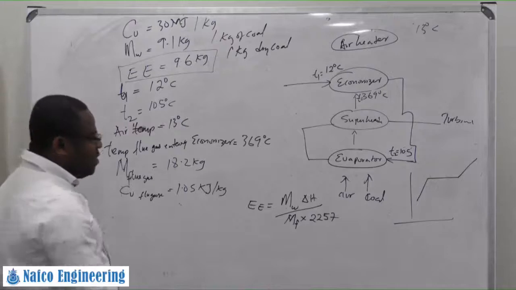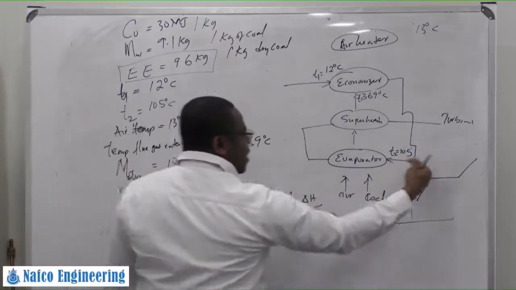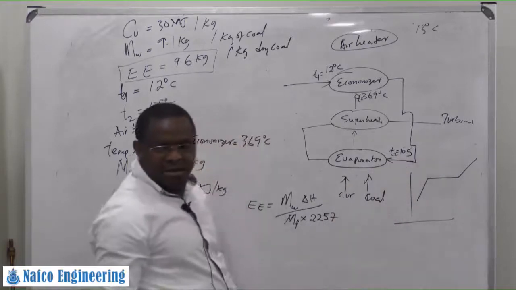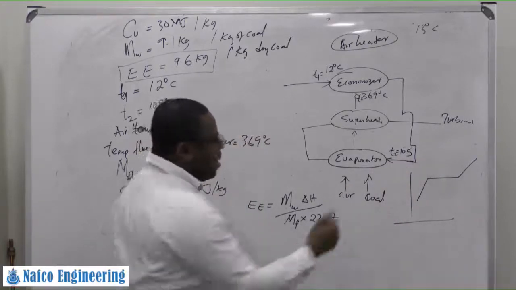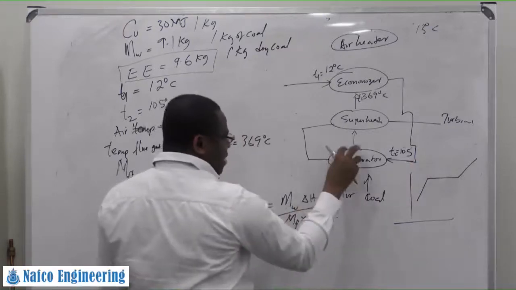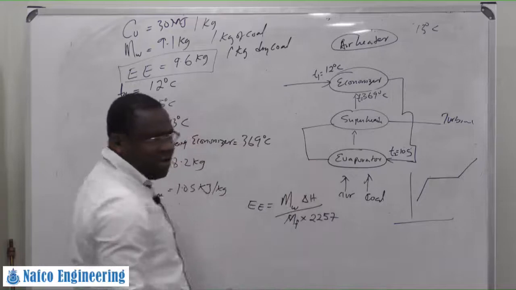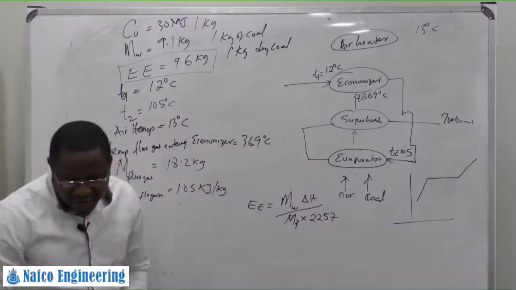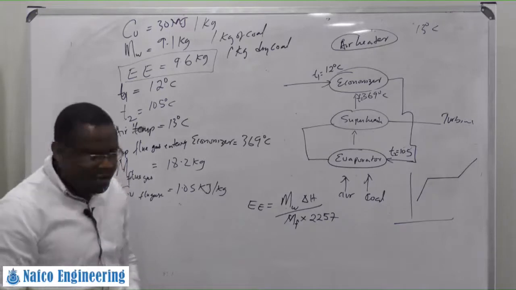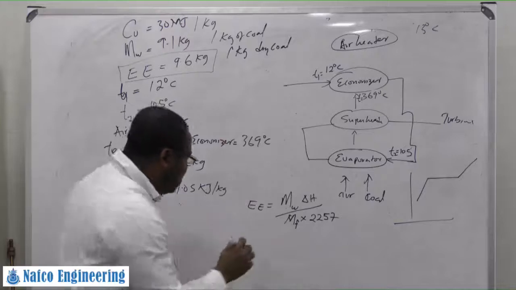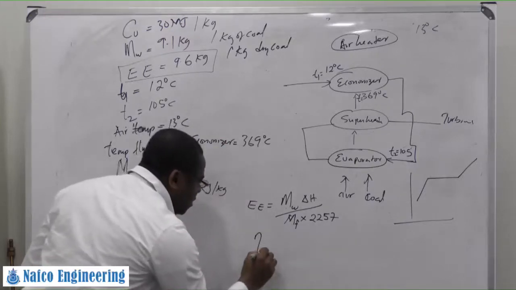So if we can calculate the delta H, now here, I know the enthalpy into the evaporator, right? And I calculate the delta H here, then I can even know what is going on there. Because they say we must calculate the efficiency of the generator only. So if I can calculate delta H, then I can calculate the efficiency of the generator.